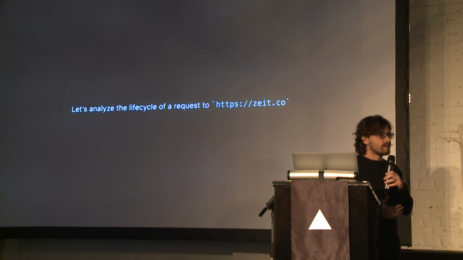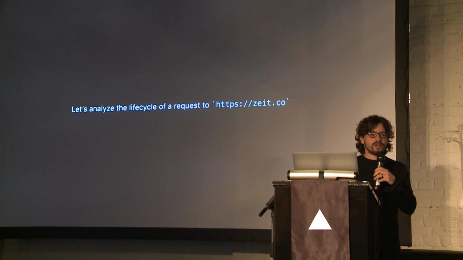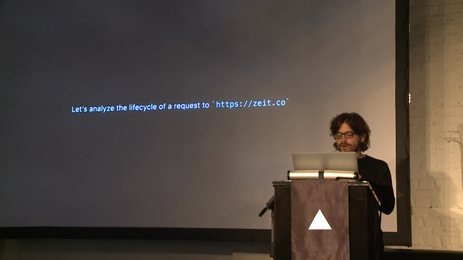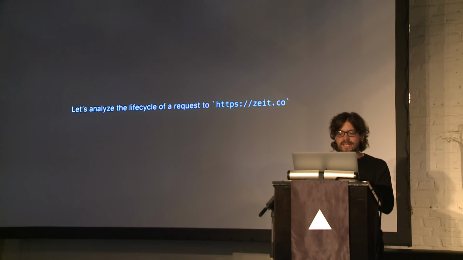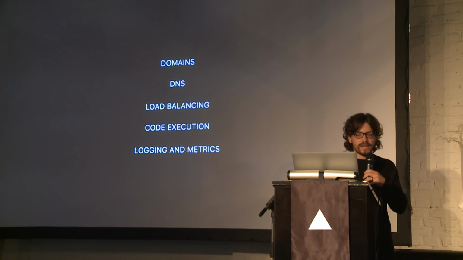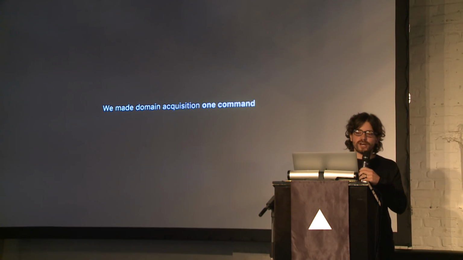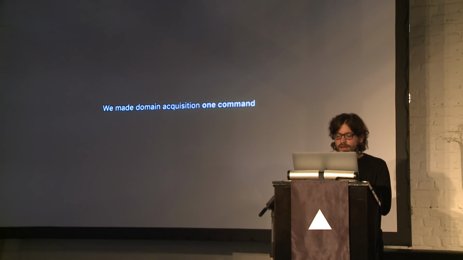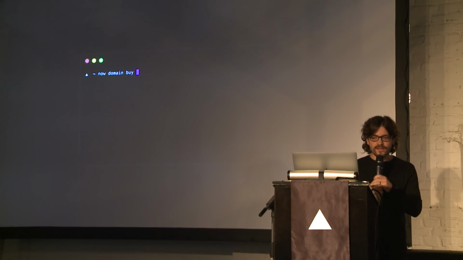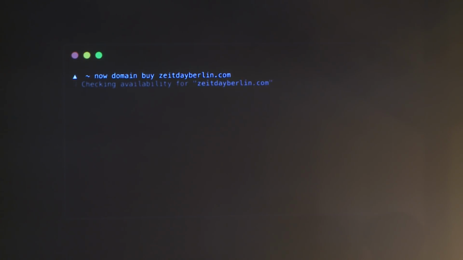So to illustrate how we're trying to bridge all those gaps, I want to talk about the life cycle of a request. So imagine that you're going to ZEIT.co. So before we even get into talking about SSL, we have to talk about domains. So how do we even get ZEIT.co and where is it registered? So for that first layer, we announced inside ZEIT San Francisco that we made domain name acquisition also one command. So this is what it looks like for a deployment called ZEITberlin.com.